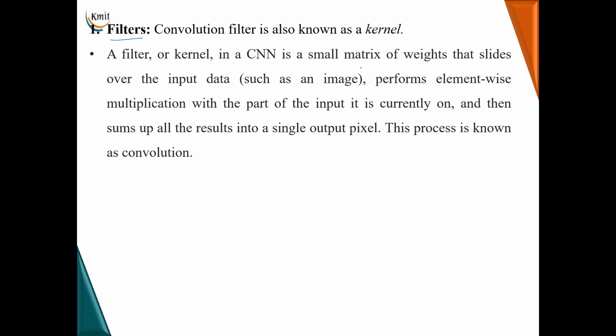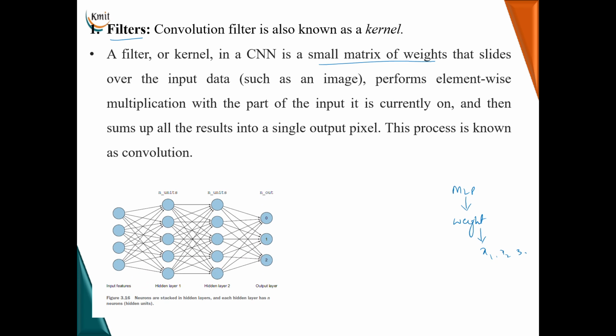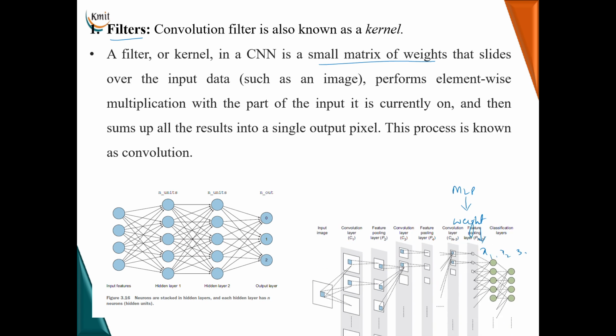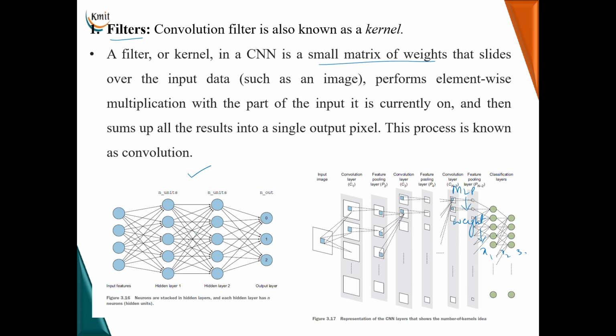So the first hyperparameter is filter, which is also called kernel. It is a small matrix, the same as the weights used in the MLP model. In the MLP model, weights tell the importance of the input features x1, x2 and x3. Similarly, these pixel values also tell the importance of those pixel values of the image. So this is the MLP model, with neurons stacked one over the other in hidden layers. Same is the case here.